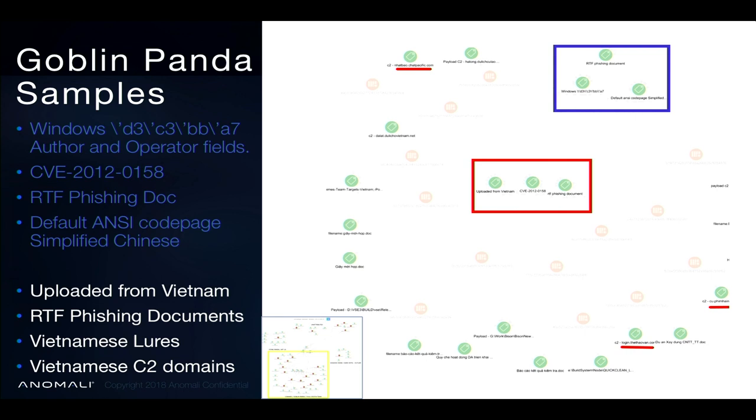They're also all CVE-2012-0158 exploits, a very old exploit by all considerations. This is samples pretty much from 2014 to 2018. However, they're utilizing a patched exploit, which remains effective in the region of Vietnam. Other areas that remain as linking artifacts between these different samples is that all were uploaded to VirusTotal from Vietnam.